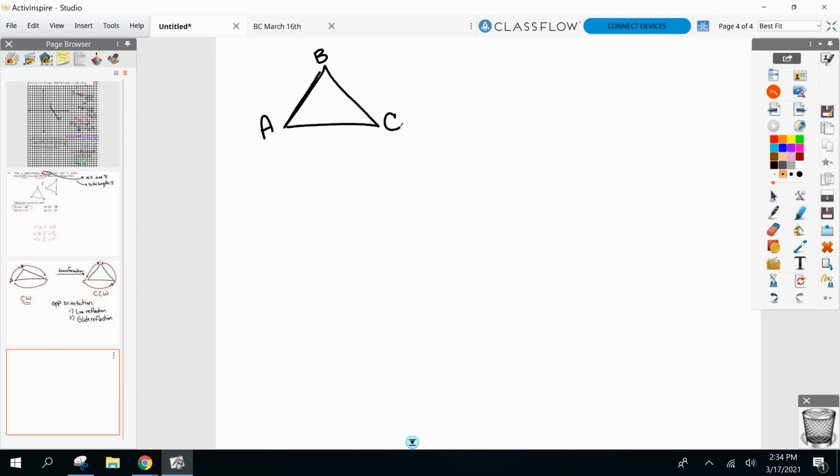Okay, so I'll get back to triangle ABC. All right, remember a glide reflection is just equivalent, it's the same as doing a translation and a line reflection, with a little catch though.